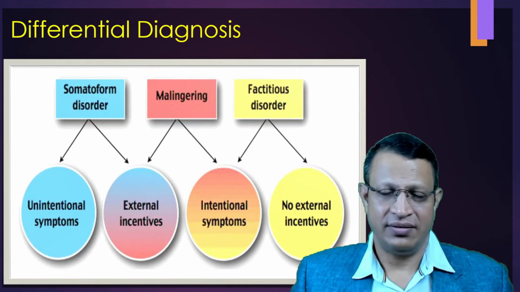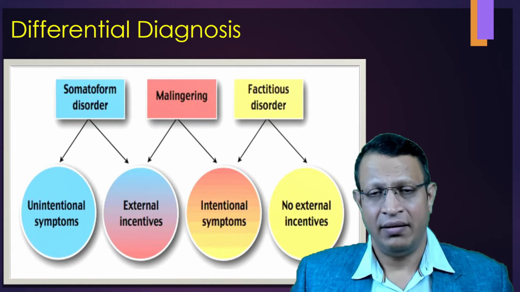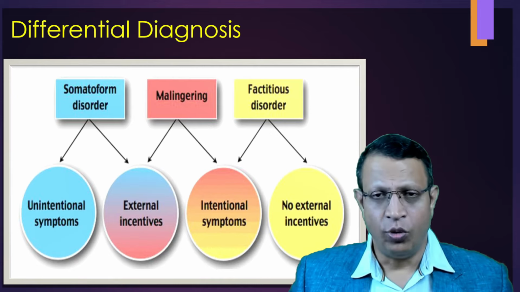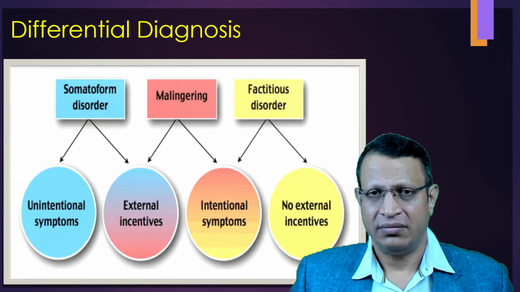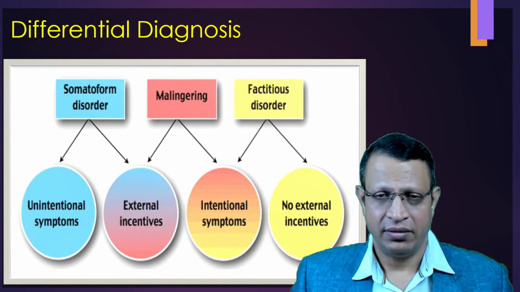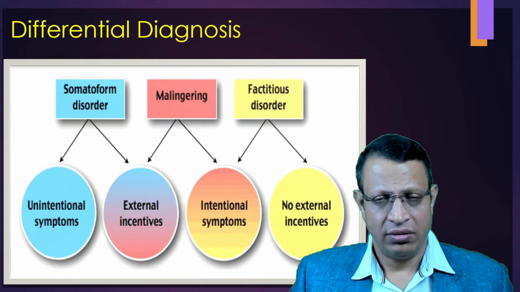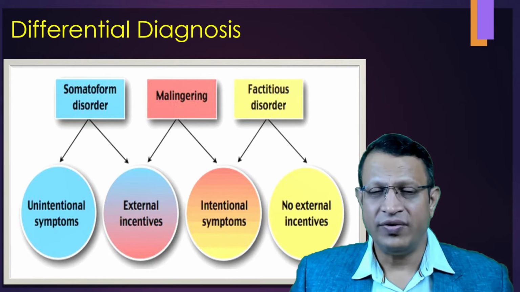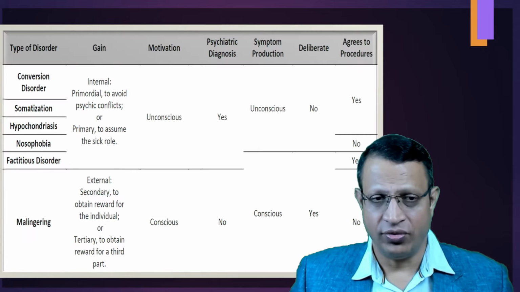Various differential diagnoses. First and foremost is malingering. In malingering, the symptom production is intentional and the motivation is very clear. That is, external, invariably monetary, or avoidance of any punishment. If you look at somatoform pain disorder, the symptoms are unintentional. The gain is invariably a sick role. If you look at factitious disorder, there is no external motive. The motive is only gaining attention from care providers. And finally, the symptoms can be intentionally produced.